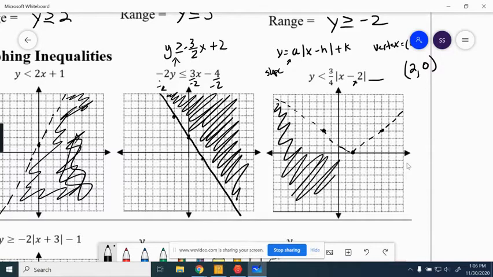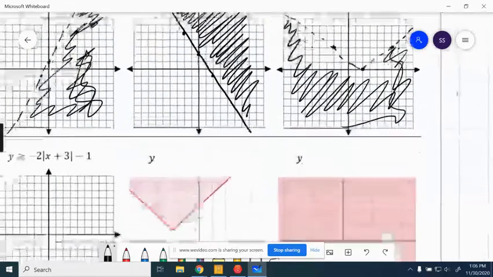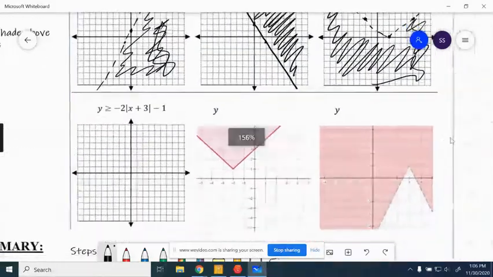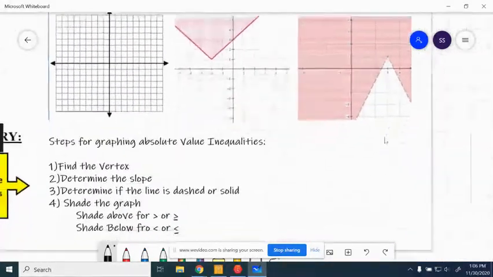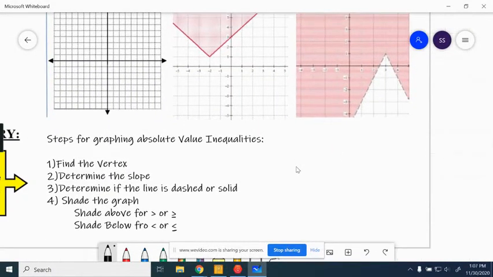All right, so it's going to be everything underneath there. Okay. Ooh, whoops. Here we go. All right, so I've listed down some steps for graphing absolute value inequalities. So go ahead and pause your video and write these steps down.